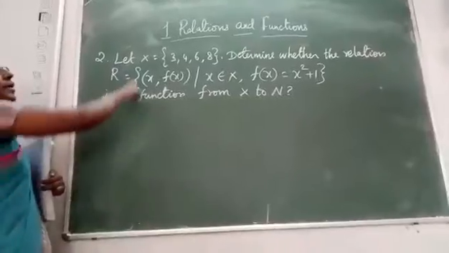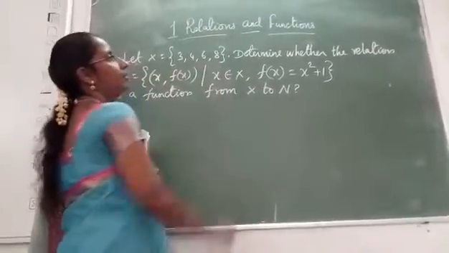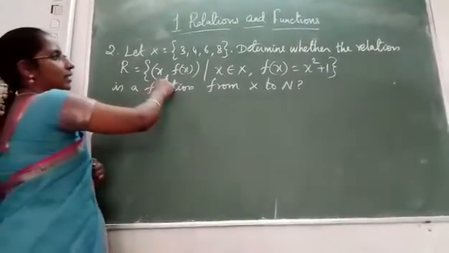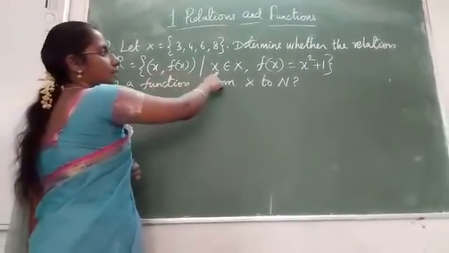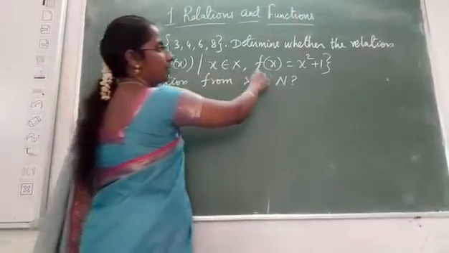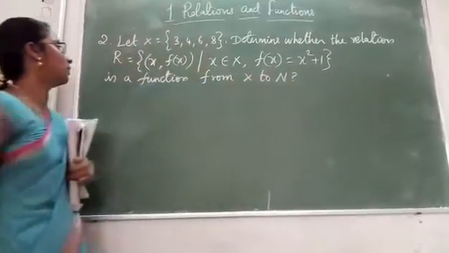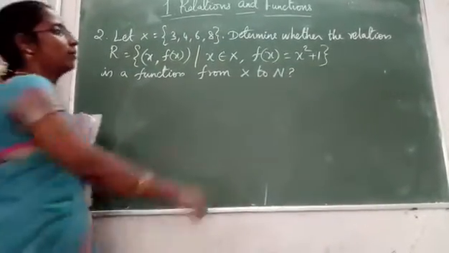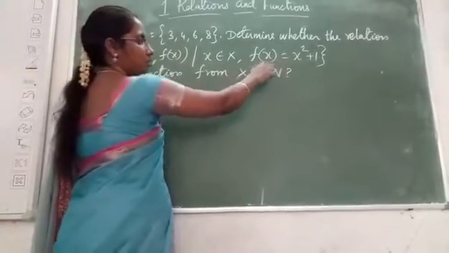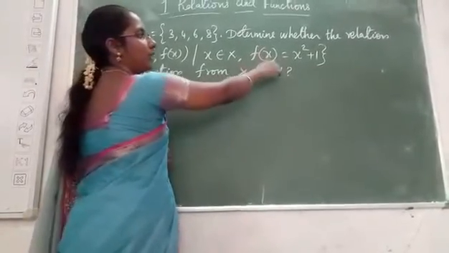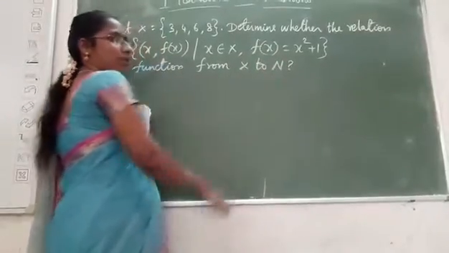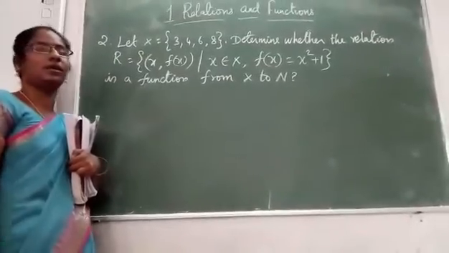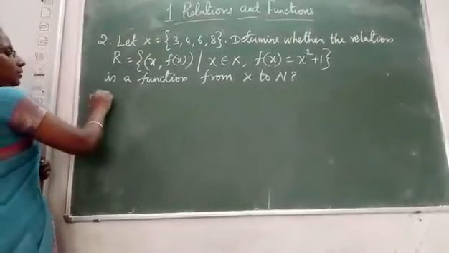Second question, let X equal {3, 4, 6, 8}. Determine whether the relation R equals {(x, f(x)) such that x is an element of capital X and f(x) is given by x square plus 1} is a function from X to N. That is, we have to substitute the x values in this equation. If the values are natural numbers, it is a function. If it is not a natural number, it is not a function. So let us see the answer.